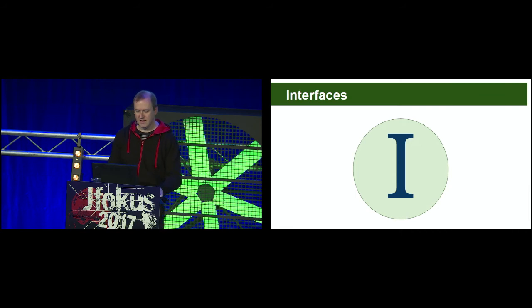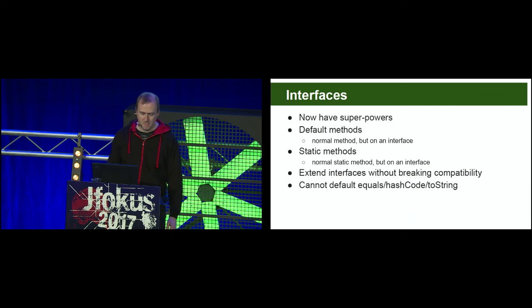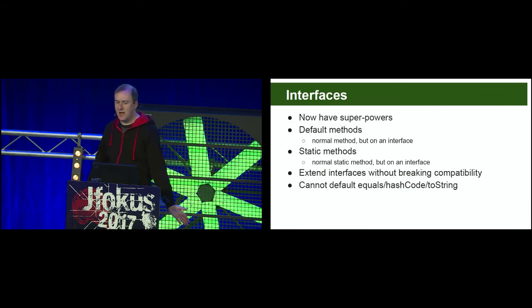Cool, interfaces. So interfaces have added superpowers, default methods and static methods. A default method just means a method on an interface with code in it. And a static method is just a static method with all the code in it on an interface.